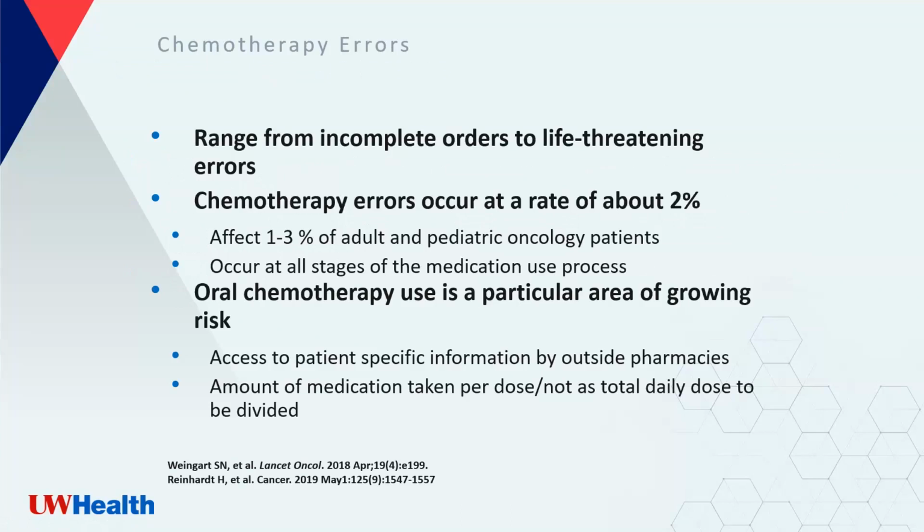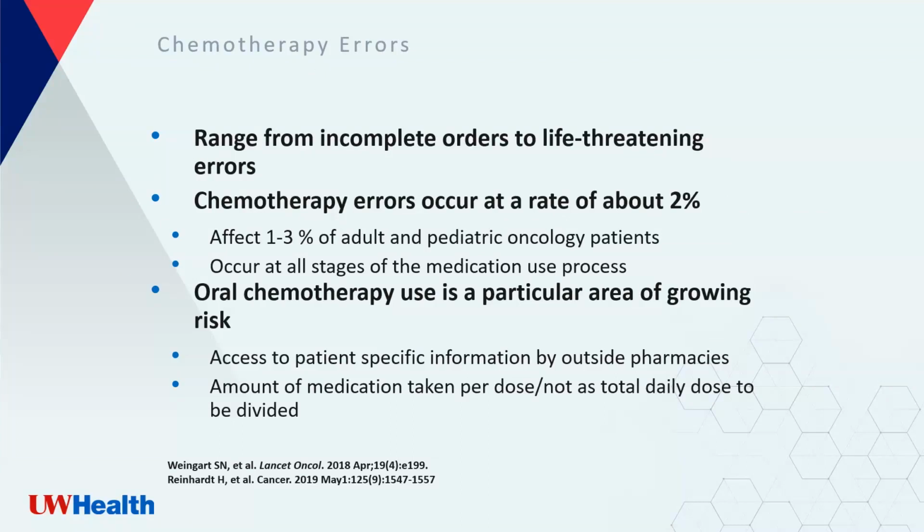Specifically, chemotherapy errors can range from just incomplete orders to life-threatening errors. And studies show that chemotherapy errors occur at a rate of about 2%. They affect about 1 to 3% of both adult and pediatric oncology patients. They occur at all stages of the medication use process. Oral chemotherapy use is a particular area of growing risk.